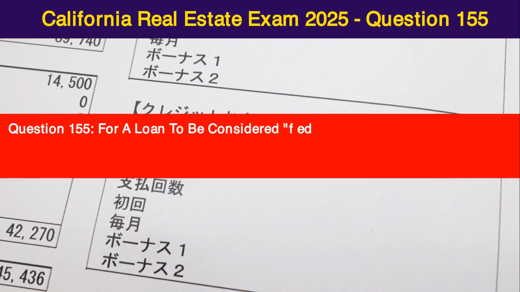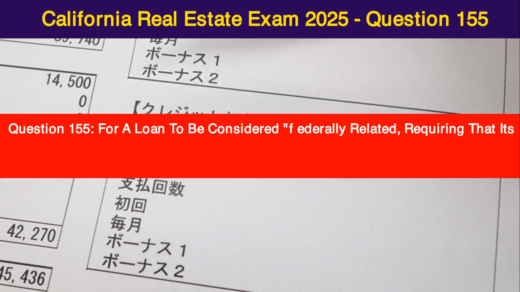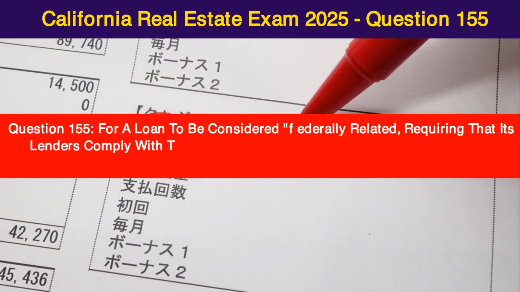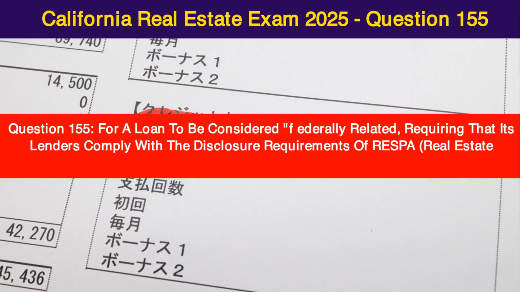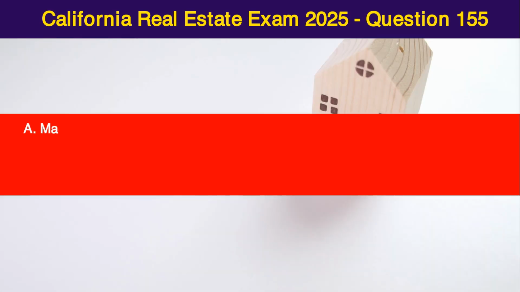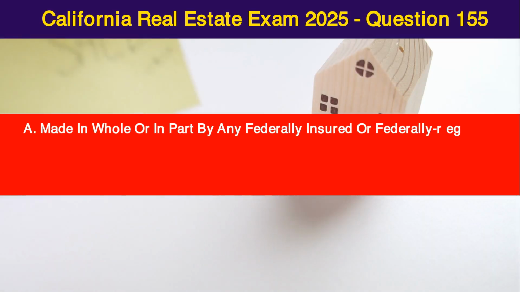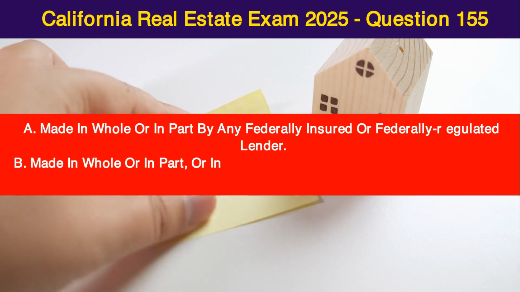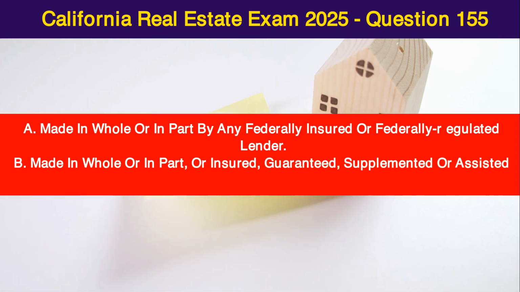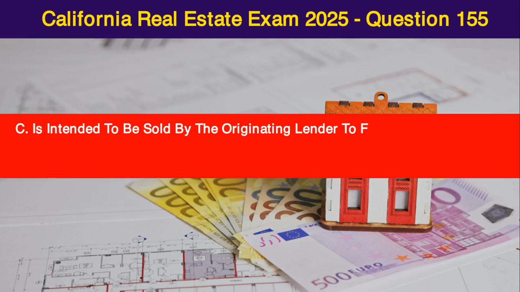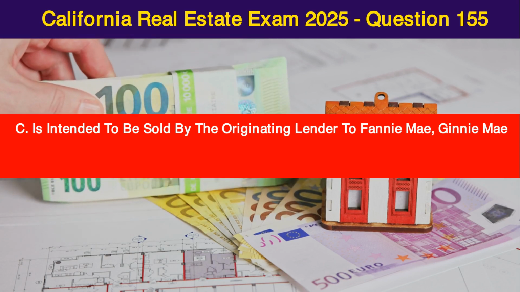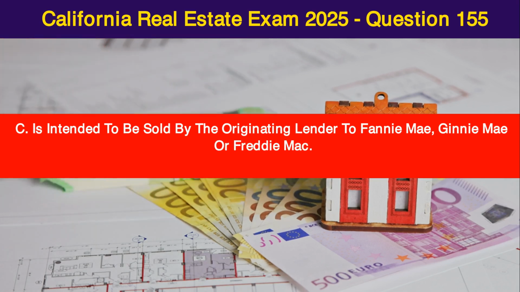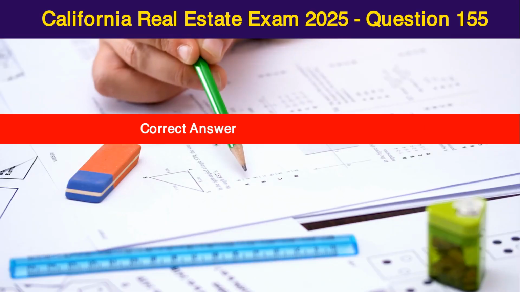Question 155. For a loan to be considered federally related, requiring that its lenders comply with the disclosure requirements of RESPA, Real Estate Settlement Procedures Act, the loan is: A. Made in whole or in part by any federally insured or federally regulated lender. B. Made in whole or in part, or insured, guaranteed, supplemented or assisted by HUD. C. Is intended to be sold by the originating lender to Fannie Mae, Ginnie Mae or Freddie Mac. D. Any of the above. Correct answer is D.